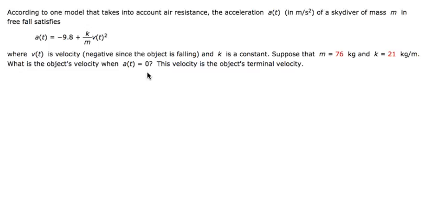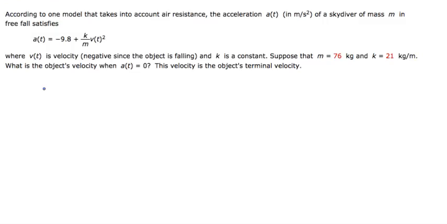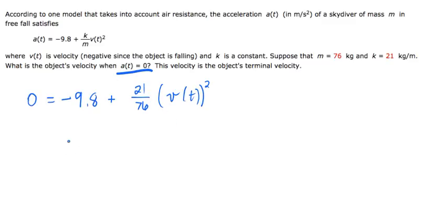So what we're going to do is plug in 0 for a of t and solve for v of t. All right, so if we plug in 0 for a of t, we will have 0 equals negative 9.8 plus k over m, k is 21, m is 76, times the velocity at time t all squared. I like to add extra parentheses there. Okay, and it says what is the object's velocity? So that means we are solving for v of t.